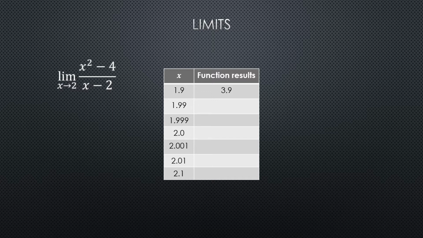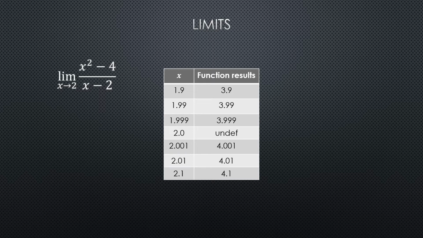When x is equal to 1.9 in the function, we get a result of 3.9. With 1.99, we get the result of 3.99. With 1.999, we see 3.999. And we're starting to see a trend here. And then if we go ahead and do it at 2.0, we see our undefined.